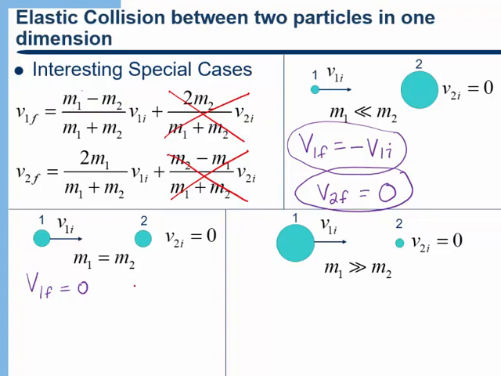Notice v2 final, we get 2m1 over m1 plus m2, but they're the same, so we get 2m1 over 2m1. In other words, v2 final is just going to be the same as v1 initial. And again, if you've ever played pool before, you've seen this, where if you hit another ball directly, the cue ball stops and the second ball goes off essentially with the same velocity that the cue ball had initially.